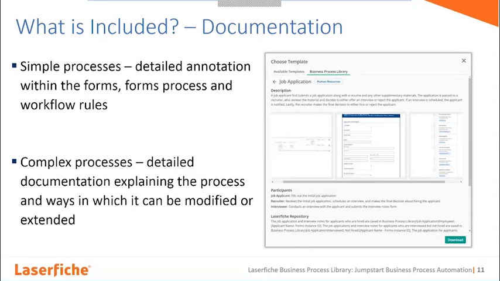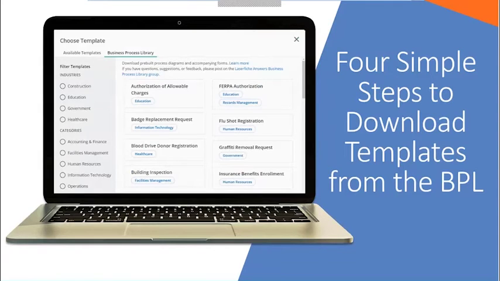Just to quickly summarize, for the components that we provide, we provide several: a briefcase file, Laserfiche forms, process diagram, workflow files, and documentation as well. Before we jump into showing the demo, I want to quickly go over the 4 simple steps on how a user could bring a process into their organization from the Business Process Library.